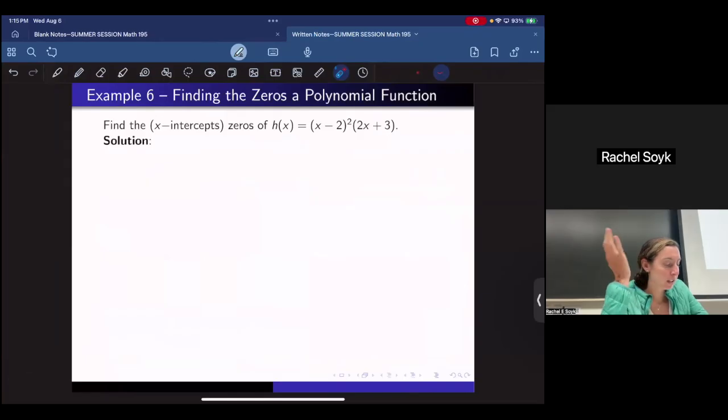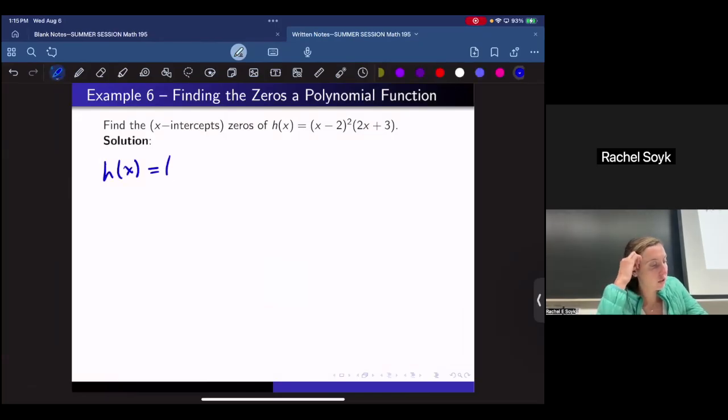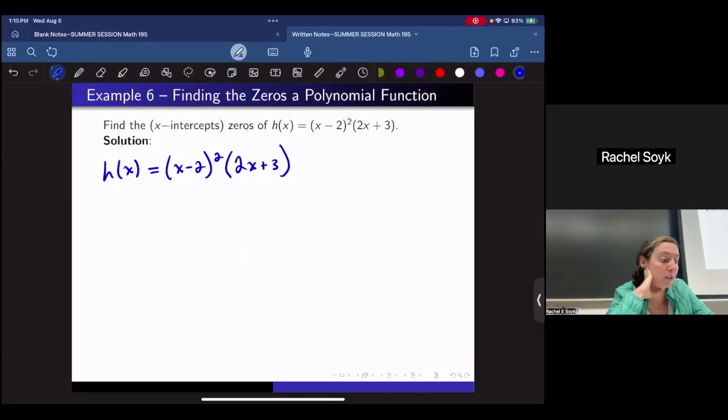Okay. Example 6, we want to find the zeros of this polynomial. We're given h of x is equal to (x minus 2) squared times (2x plus 3). So zeros is just a synonym for x-intercepts, also known as roots. It's already factored, so we're very lucky. We just have to set each of the parentheses equal to 0.